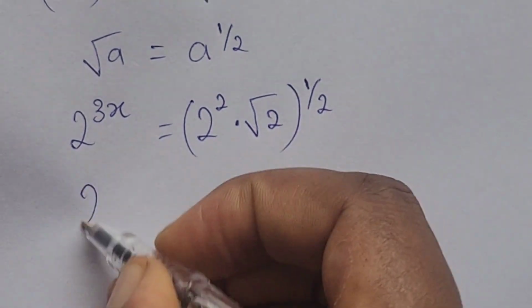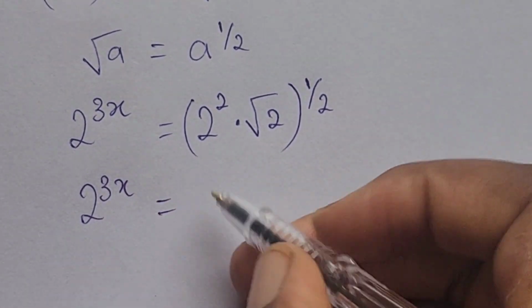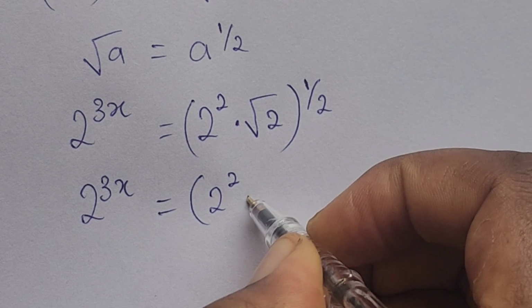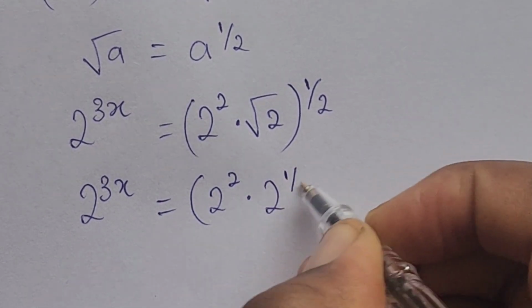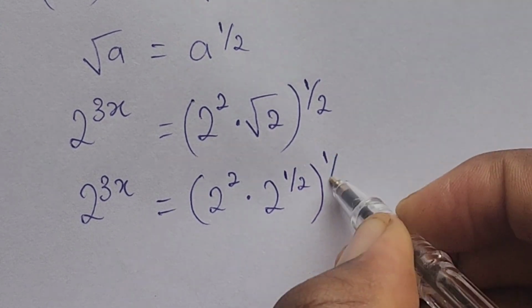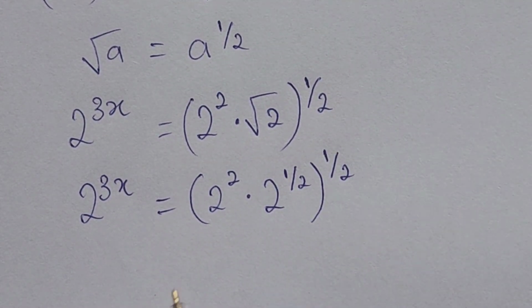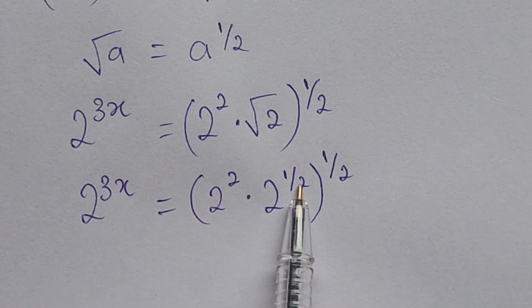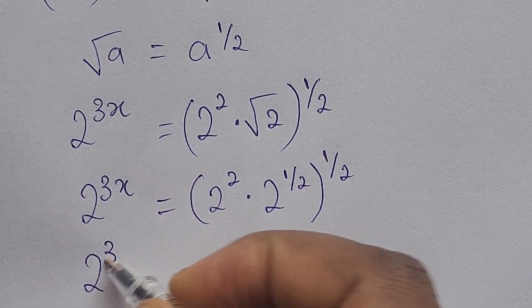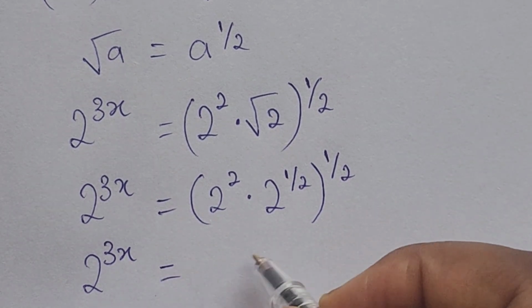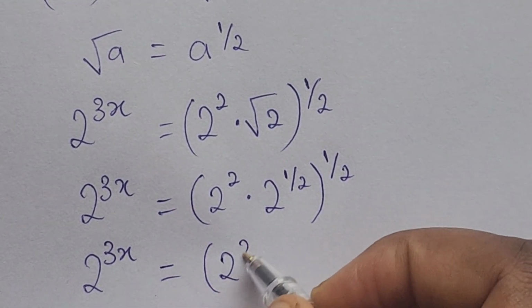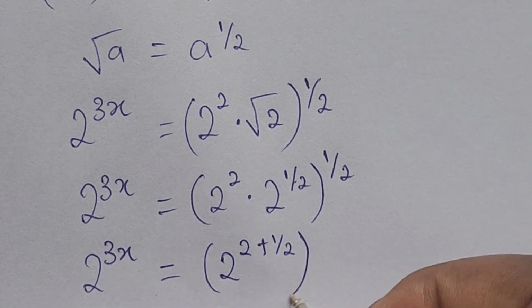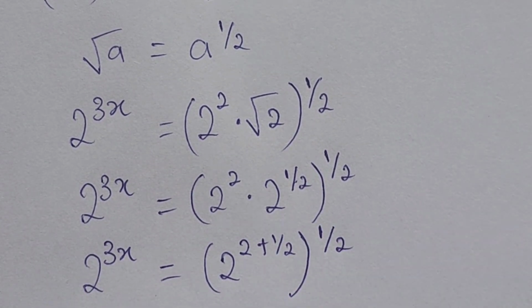So from here we have 2 to the power of 3x equal to 2 to the power of 2 times 2 to the power of 1 over 2, further raised to the power of 1 over 2. From the law of indices, since we have the same bases and they are multiplying, we can add the powers to have 2 to the power of 3x equal to 2 to the power of 2 plus 1 over 2, further raised to the power of 1 over 2.